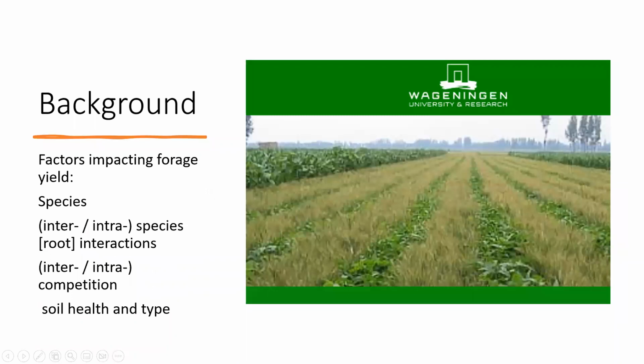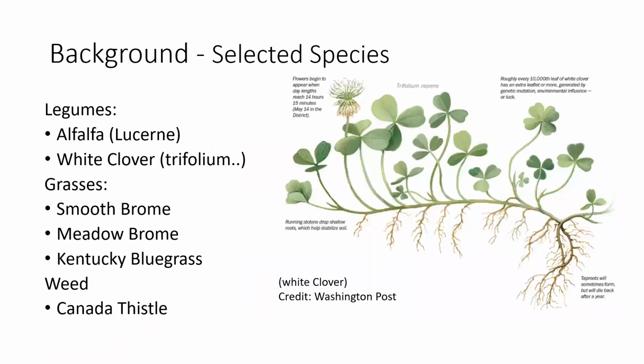We'll begin with some background on the factors impacting this study: forage species and their interactions above and below ground, as well as the soil type and health. It's also the style of intercropping, which to the right is just an example of row intercropping of grass and legumes. The species in her study included legumes, grasses, and the weed Canada thistle.